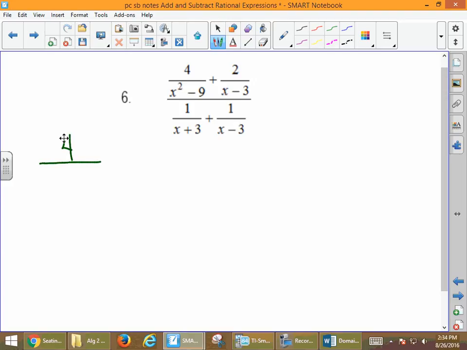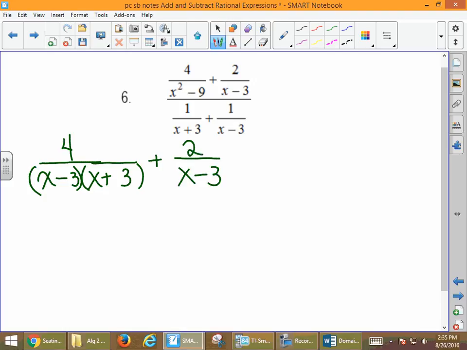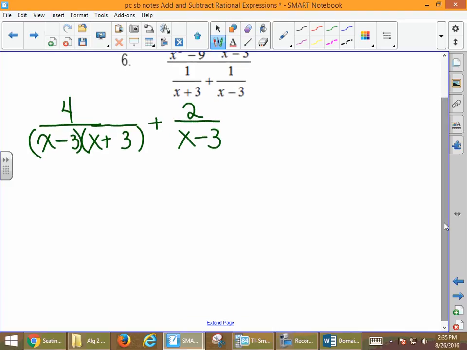And x squared minus 9 is the difference between two squares, which is x times x, and 9 is 3 times 3. And difference between two squares, different signs. And then we're going to add to that the 2 divided by x minus 3. So once again, what we notice is, do we have anything that's the same in both of those denominators? And we do. We have an x minus 3. But then we also have this x plus 3. So there's our common denominator.